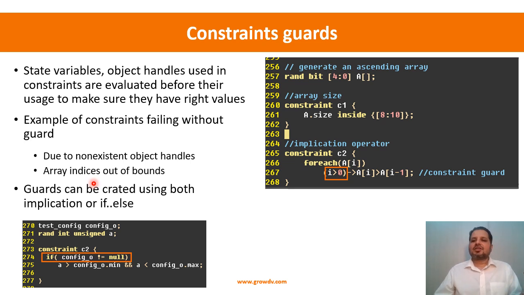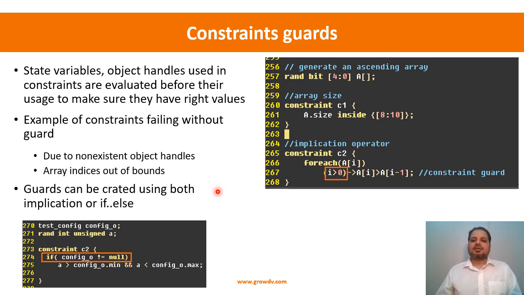Some of the cases where invalid values in the state variables can lead to failures are, for example, if you are using an object within a class and you're trying to access the object variable, as we saw even in the previous case of global constraints, and if that object handle is not pointing to a valid object, then that particular constraint can fail by the null reference access. Or if you are accessing arrays and you access indices that are out of bounds, then that also can cause failures in the constraints.